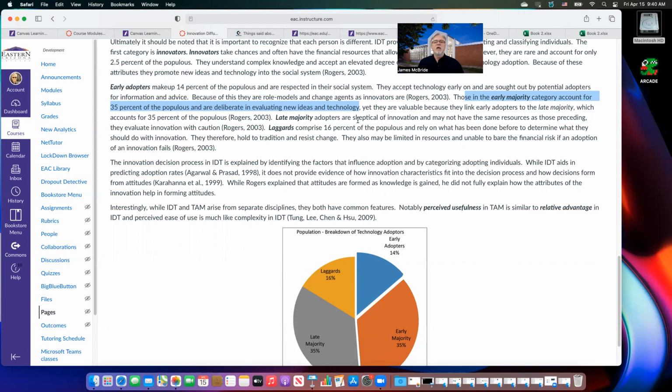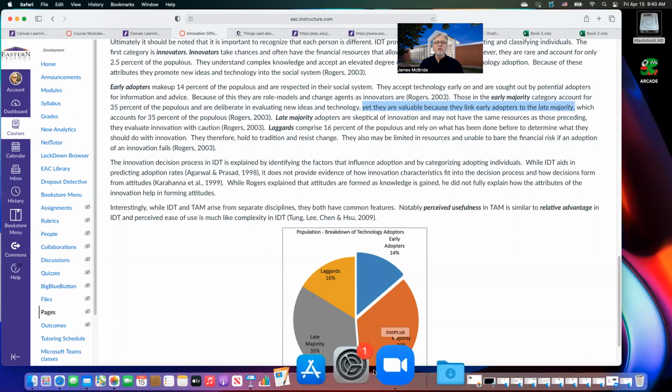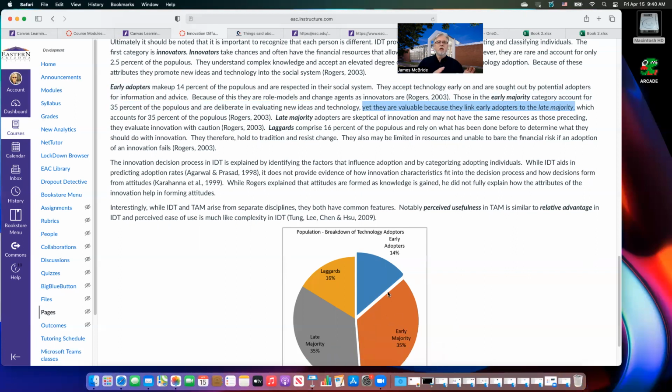And so then they're left hanging like, yeah, I spent like 6-8 months. You know, I put tons of time into this, and then you just flushed it. And so they're a lot more deliberate in evaluating what's happening. Yet they are valuable because they link early adopters to the late majority, right? They're the people that are talking to the early adopters and finding out what's going on, and they become the early majority. So now half the organization pretty much is using the technology and likes it, but the late majority is still kicking their feet against everybody.